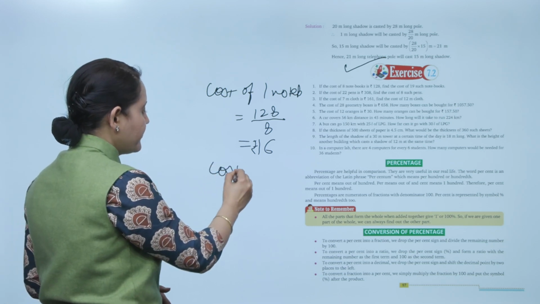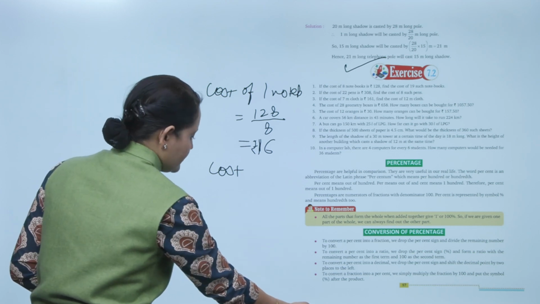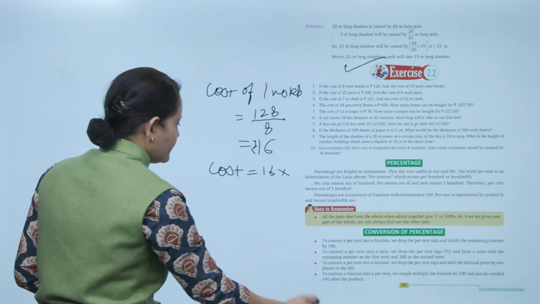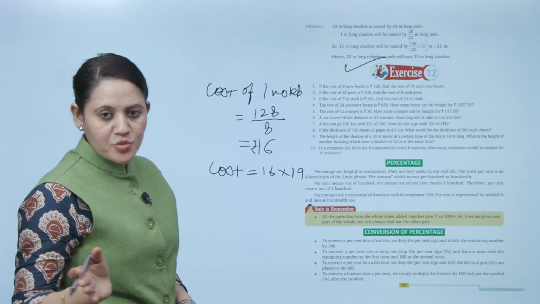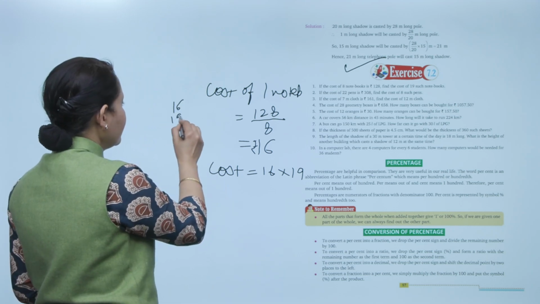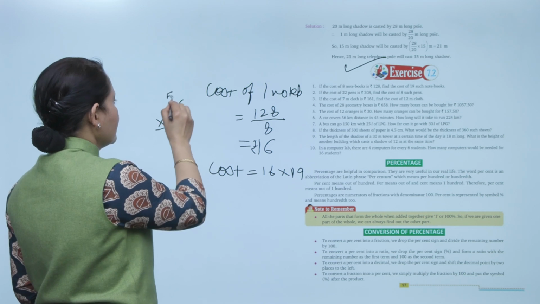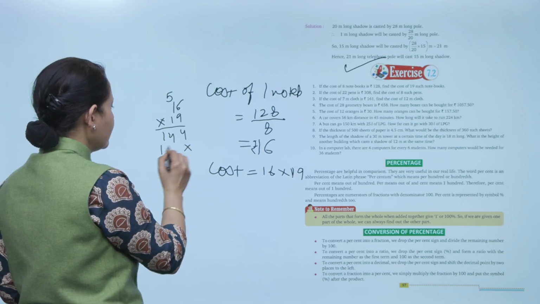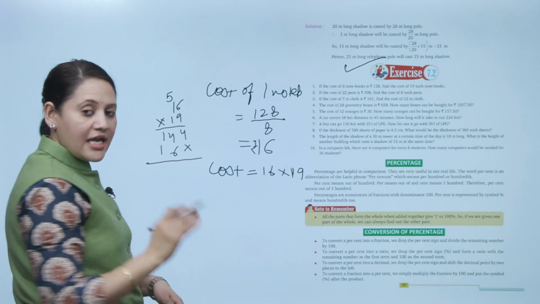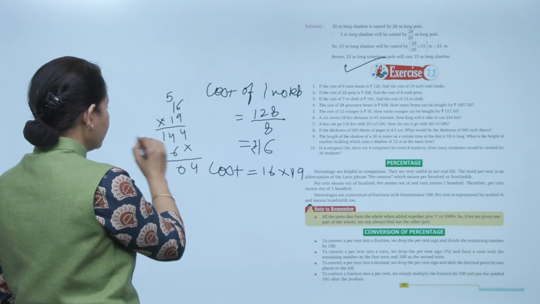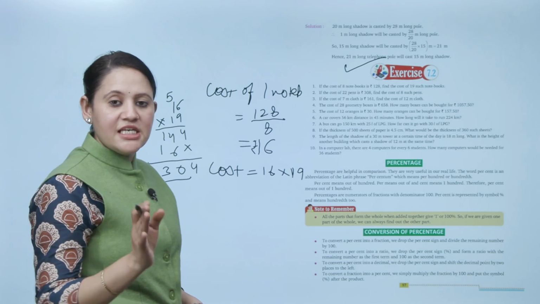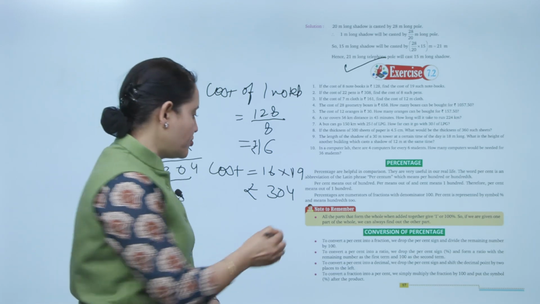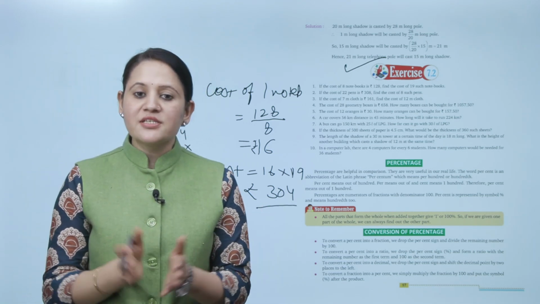So cost will be 16 into 19. Because we have to find the cost of 19 notebooks, so we will multiply. Carry over will come 5, 14, we will add. So cost will be rupees 304. That is the cost of 19 such notebooks. Clear? So you have to practice all the questions of this exercise.